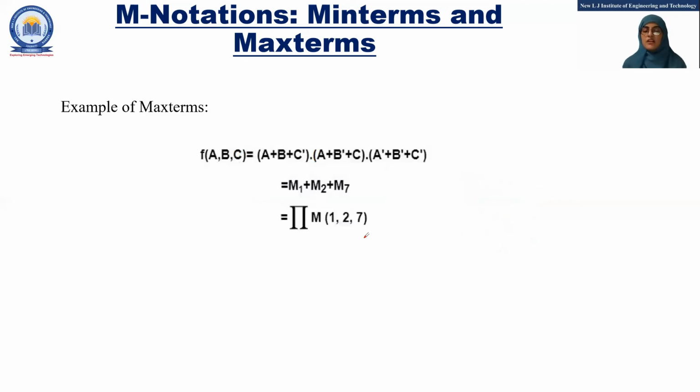Next is an example of max term. Here we know that A in the POS form is 0, B is 0 and C is 1. So this term is max term 1. Same for this term, which is max term 2. And same this term, which is 1, 1, 1, is max term 7. So it will be the product of max terms 1, 2 and 7.